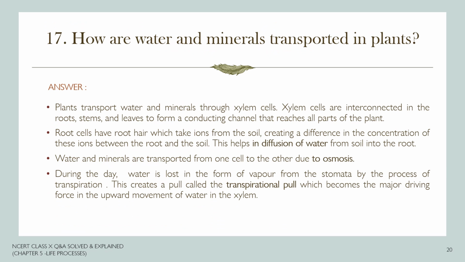How are water and minerals transported in plants? We have just seen in the previous question that it is the xylem tissue which helps in transport of water and minerals in the plants. So the xylem of root, stem, leaves are all connected to form a channel. The root cells have root hair which take in ions from the soil, and this creates a difference in concentration of ions, because of which water moves from the soil into the root through the process of diffusion.